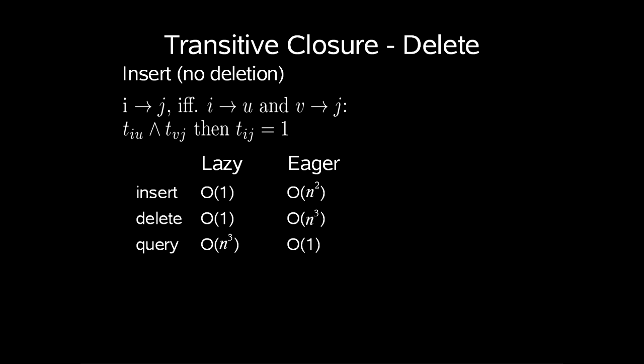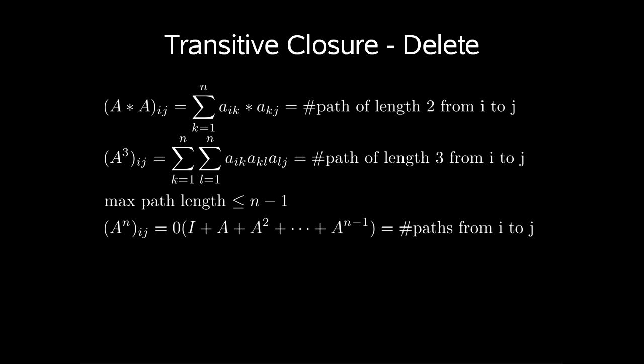The issue is to reduce the execution time for delete from order n cubed, since we don't know if there exist multiple paths between the two nodes of the edge we just deleted. So we have to come up with something a lot smarter. When we treat our graph as an arithmetic problem, we can actually do some really brilliant things.